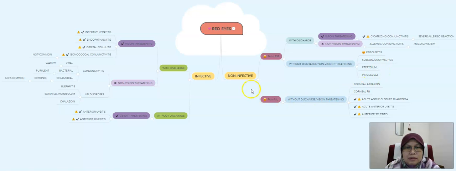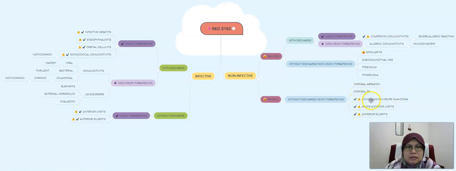So how about red eyes, non-infective in nature, but painful and with no discharge? And it is also vision threatening. Top of the list is corneal abrasion. Corneal abrasion is usually due to trauma. And corneal foreign body, perhaps due to welding, or you go by the roadside and some wood enters your eye, things like that. As you know, a corneal foreign body, if it's small, is probably not vision threatening, but if it's big, it can cause severe problems.